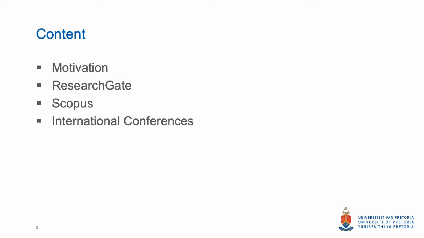I will start off with a motivation on why international co-authorship is important. Then we will look at the sources where one could trace possible authors to co-author with, namely ResearchGate and Scopus. Lastly, we will also touch on networking at international conferences and how you can make that work.